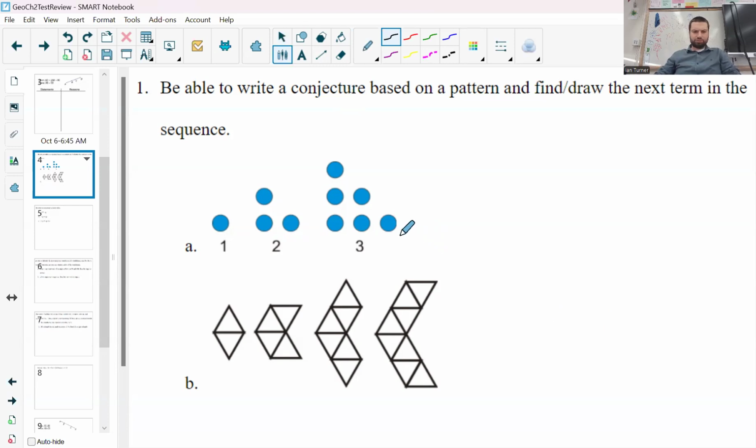Let's see what's going on here. We're adding another row of dots each time, right? So we could just do, mine's gonna look worse than yours. So you could say something like, adding a new row of dots each time.